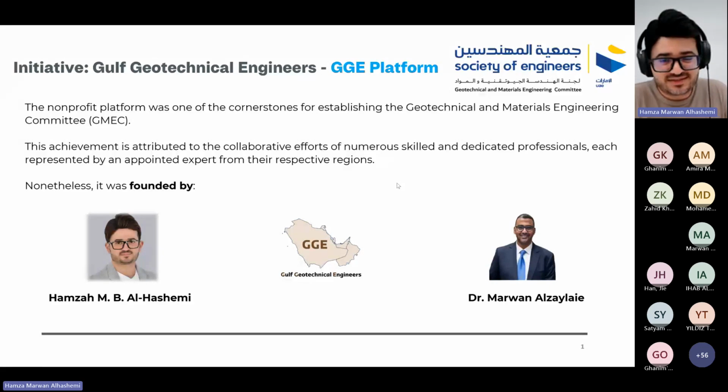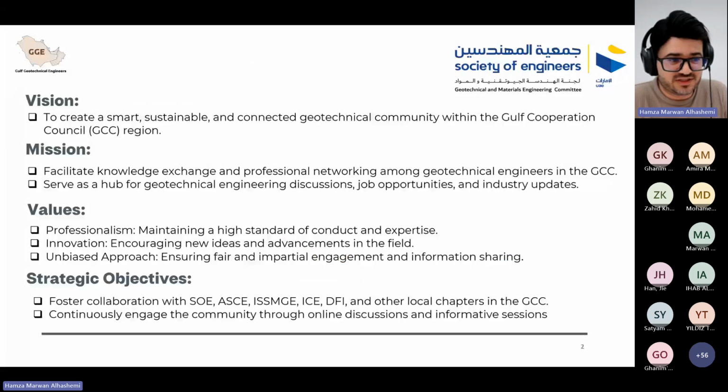So the vision: we created this non-profit organization or platform, Gulf Geotechnical Engineers, as a smart, sustainable and connected geotechnical community within the Gulf Cooperation Council countries. We want to facilitate the exchange of knowledge among geotechnical engineers and professionals within this region. And as the title of this event suggests, it is for the Gulf and beyond. It is evident today, with Professor Jie Han from the United States, that it is actually globalization.